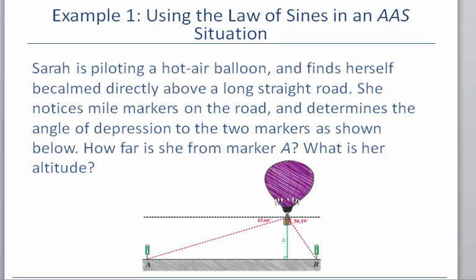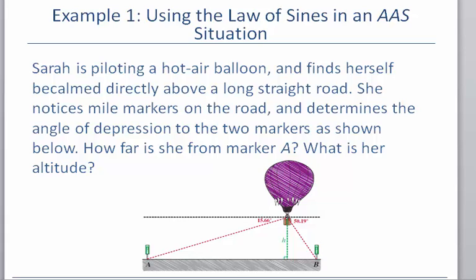So let's begin with this example. It says Sarah is piloting a hot air balloon and finds herself directly above a long straight road. She notices mile markers on the road and finds the angle of depression to the two markers as shown below.